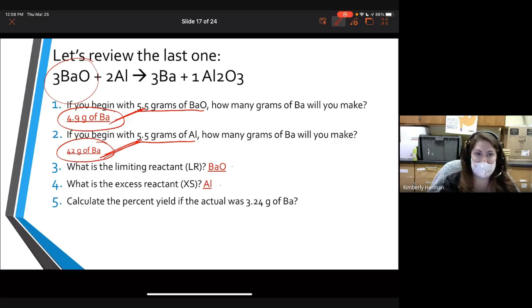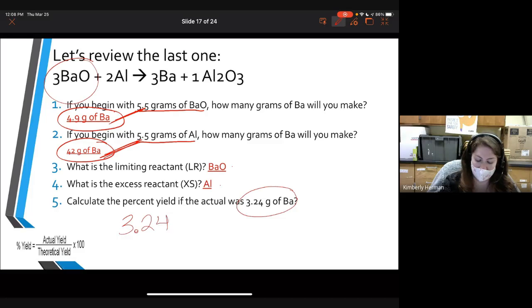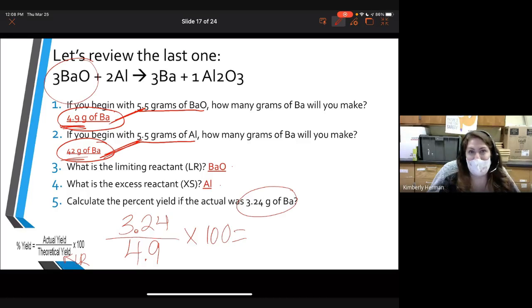Now, when we're doing the percent yield for this, remember that percent yield is the actual given in the problem, which is 3.24, divided by the theoretical of the limiting. So was the limiting 4.9 or 42? So we would see the limiter is the lower, so we're going to have 4.9 here, and then don't forget to make it a percent, we have to times it by 100. So right now we need our calculator for our final problem. So we're going to do 3.24 divided by 4.9. We get that decimal, and then we're going to times it by 100.